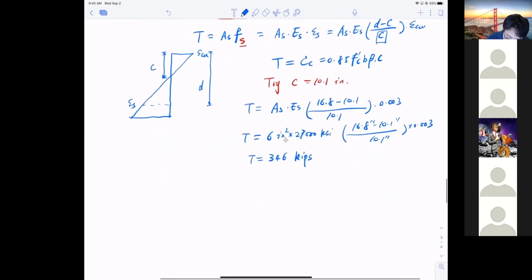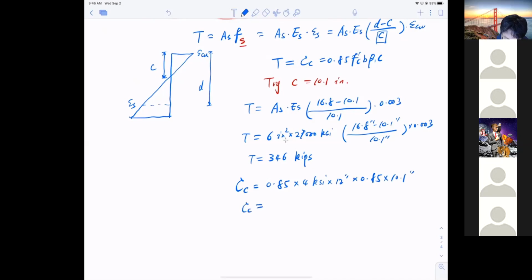Okay, and I checked my compression force from the concrete, equal to 0.85 times 4 ksi and b of 12 inch and 0.85 strength reduction factor, and also the compression zone, which I assume is 10.1 inch. And I got this number, Cc, equal to 350 kips.